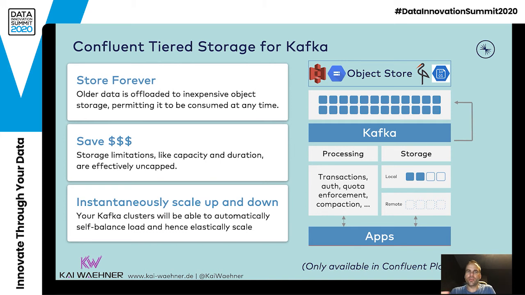And with this, you can store data forever in Kafka in a very cost-efficient way because the object store is much, much cheaper than the local broker disks. And the scalability gets much better because when you need to do rebalancing in Kafka, you don't need to rebalance terabytes of data, but only what's on the brokers. And that's then just the last 2 hours, for example, which is just taking a few seconds.